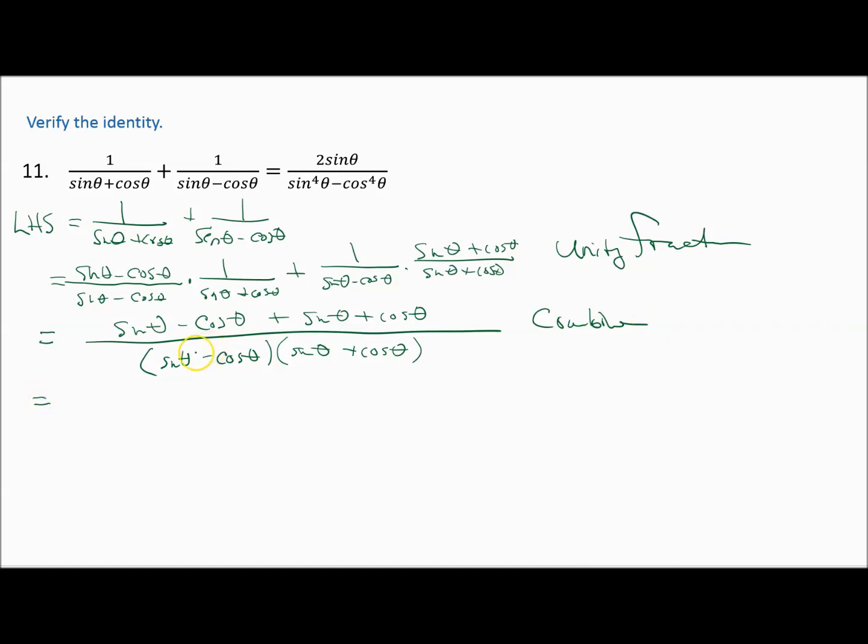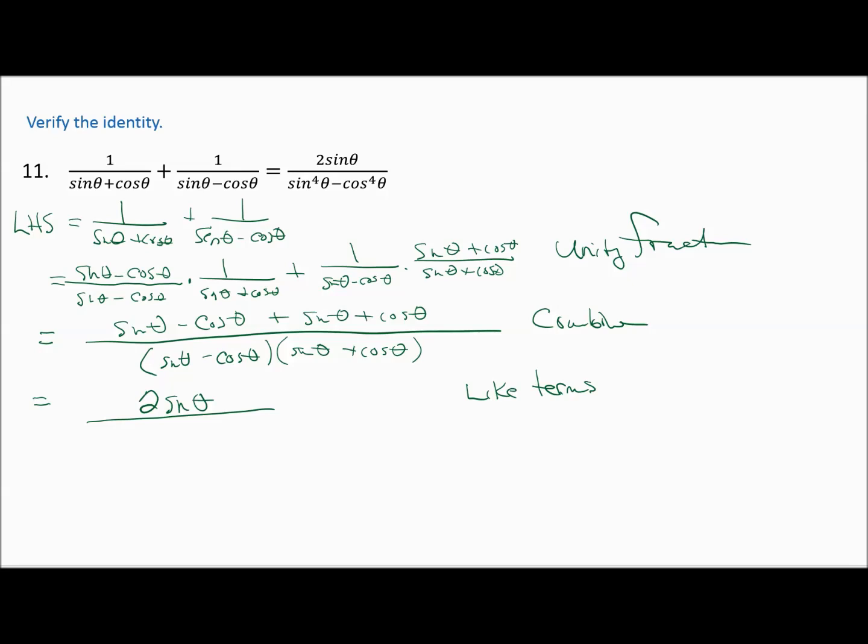Now notice I've got some like terms that are going to cancel out. Negative cosine of theta added to plus cosine of theta, gone. And then sine of theta plus sine of theta is 2 sine of theta. Again, that's like terms. Now I'm starting to look at the other side. I've got the numerator, which is nice. Now how does this turn into sine to the 4th of theta minus the cosine to the 4th of theta?